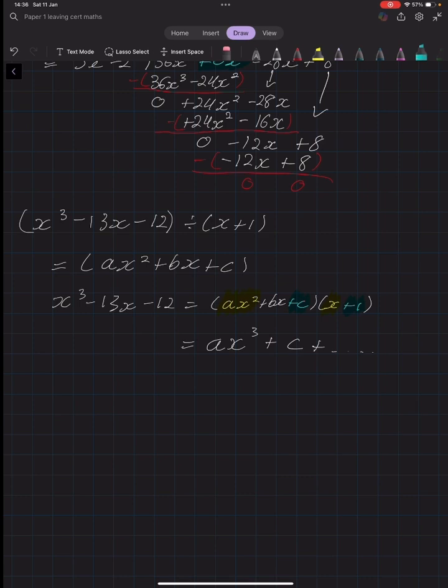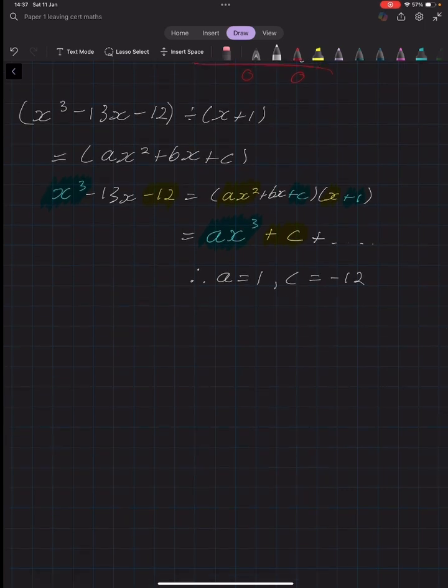But for the minute, I can figure out what a and c are. By identities, the only x cubed term on the left, there's one of them, and there's only one x cubed term on the right, which means those two things have to equal, and therefore a must equal 1. Because if a was 2, then we wouldn't have equality. The same thing here. This is the only constant term, or the term that doesn't contain an x, and this is the only constant term over here. And therefore, c has to equal minus 12.